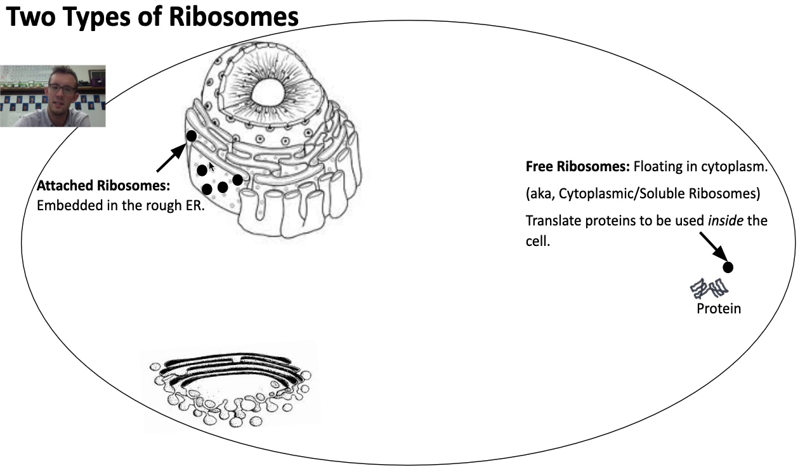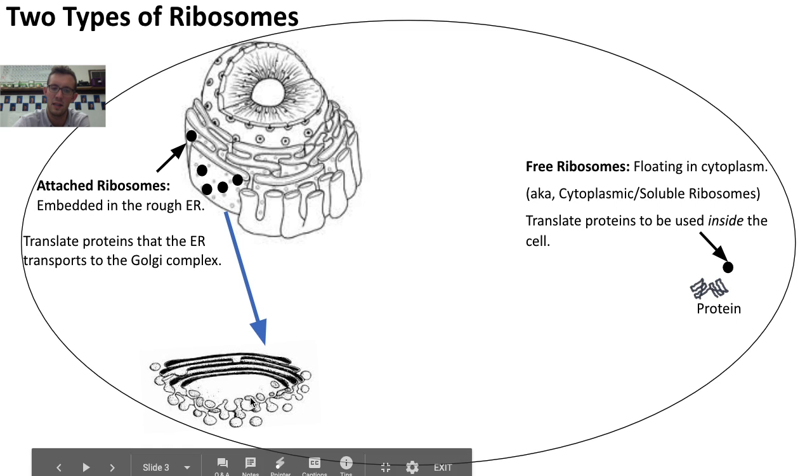And so you can see these attached ribosomes right here are attached in the rough endoplasmic reticulum. And in fact, the rough endoplasmic reticulum gets its name because the ribosomes give it a rough looking surface, kind of a sandpapery appearance. So these ribosomes are responsible for translating proteins that the endoplasmic reticulum will then transport to the Golgi complex, which is down here.